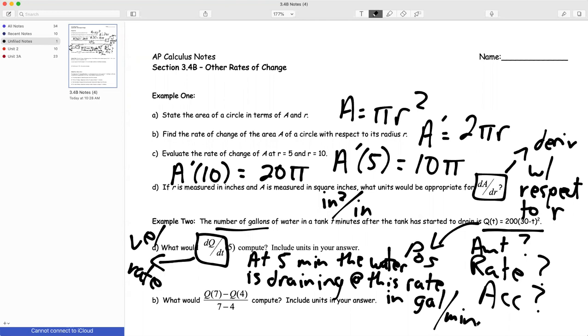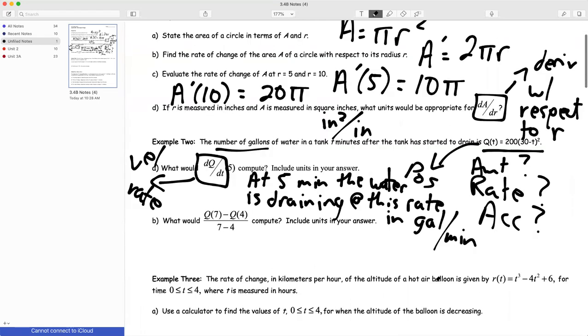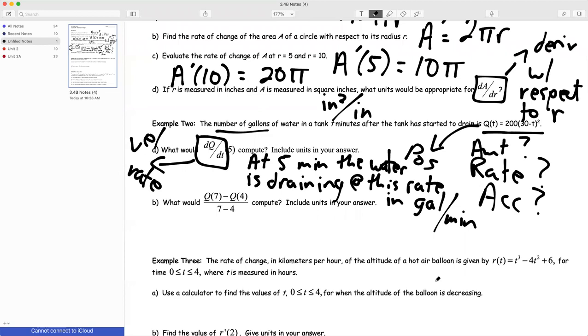Okay, and so part B says, what would Q of 7 minus Q of 4 over 7 minus 4 compute? Include units in your answer. So what does this look like? It's an average velocity. Why is it an average velocity? Because it is a change in, what's in the numerator? What's changing? The position over a change in time, which is an average velocity. Look at the units, right? Position over time gives me velocity.